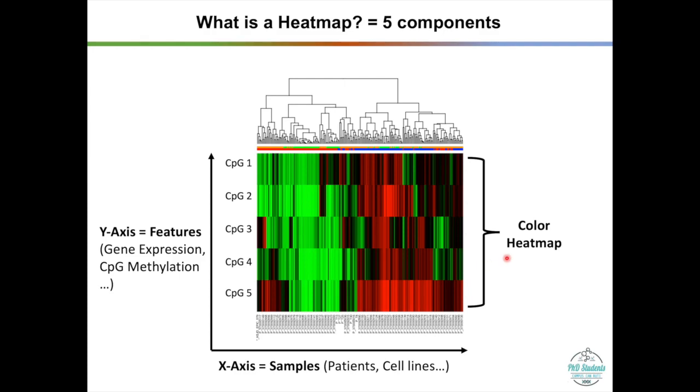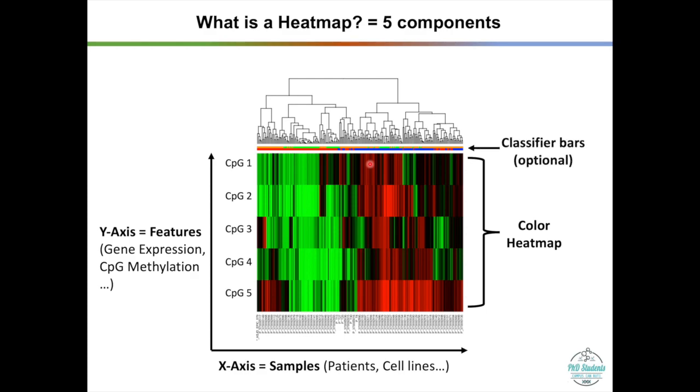Then the third component is the color heat map by itself. This is where the gene expression value or the methylation beta value of a specific gene or of a specific CpG for a specific patient is represented in color. In this case, the colors are represented in green and red. The more green, the less methylation, and the more red, the more methylation this CpG has for that precise patient.